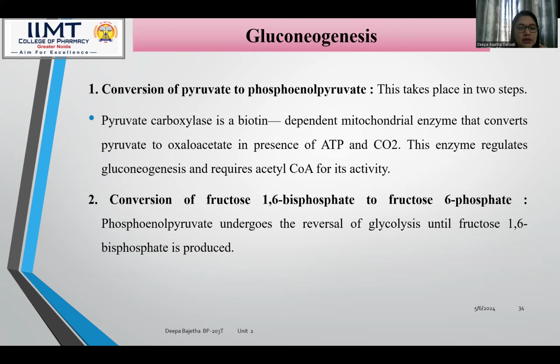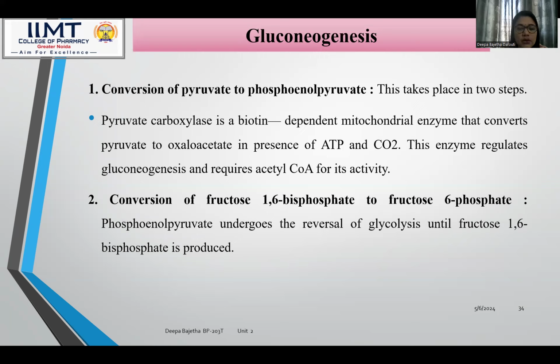So the first step is conversion of pyruvate to phosphoenol pyruvate. This takes place in two steps. Pyruvate carboxylase is a biotin-dependent mitochondrial enzyme that converts pyruvate to oxaloacetate in the presence of ATP and CO2. This enzyme regulates gluconeogenesis and requires acetyl coenzyme A for its activity.